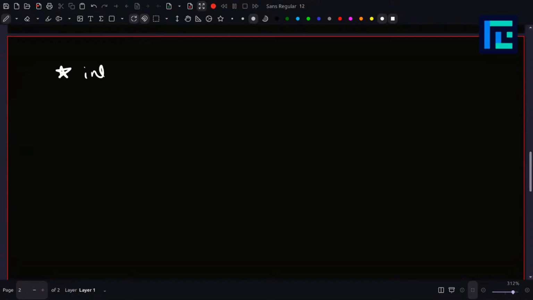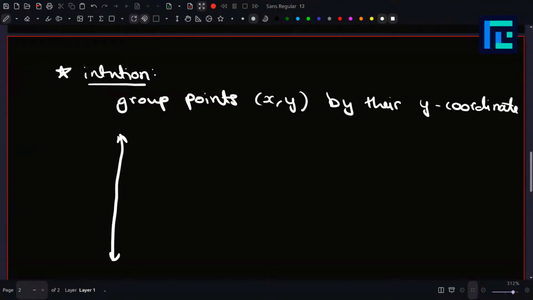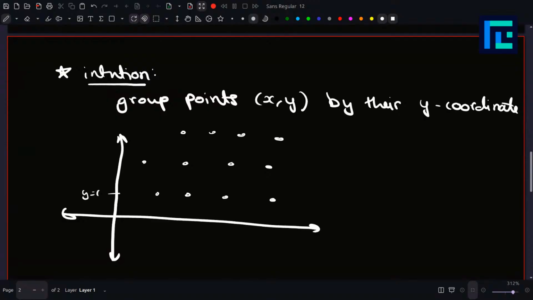So here's the intuition. Group points (x, y), so each point is like (xi, yi), by their y coordinate. And what do I mean by this? Basically, if I have given a set of points, and let's say these points are like this, and there are some points here, and let's say some points here. Here y equals, let's say 1, here y equals, let's say 3, here y equals, let's say 6.